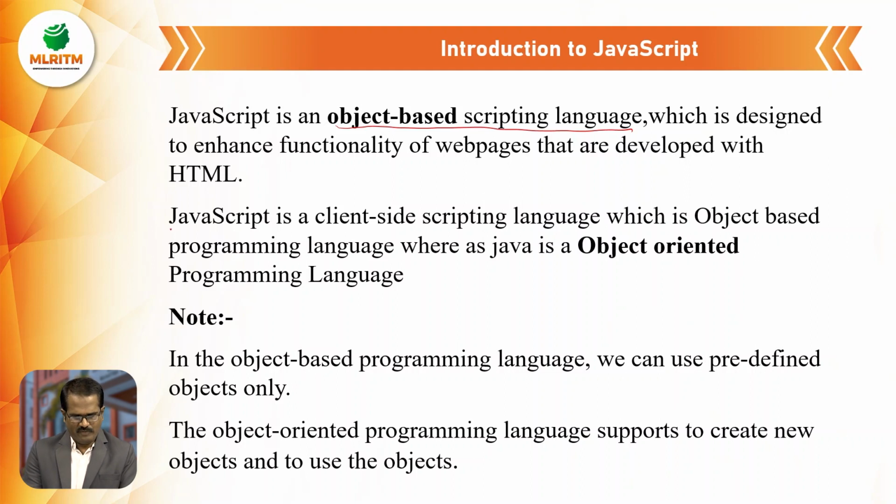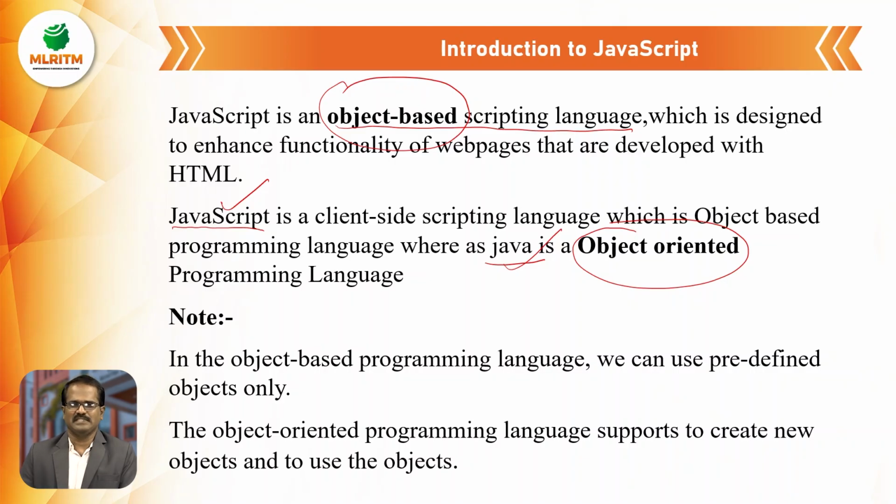Coming to the point of what is the difference between JavaScript and Java? As I just explained, JavaScript is an object-based scripting language. But Java is an object-oriented programming language. In Java, we are able to create classes and objects, and we will create new objects also. We will use already existing objects also. So that's why Java is called an object-oriented programming language. JavaScript is an object-based programming language. This is the variation between JavaScript and Java.